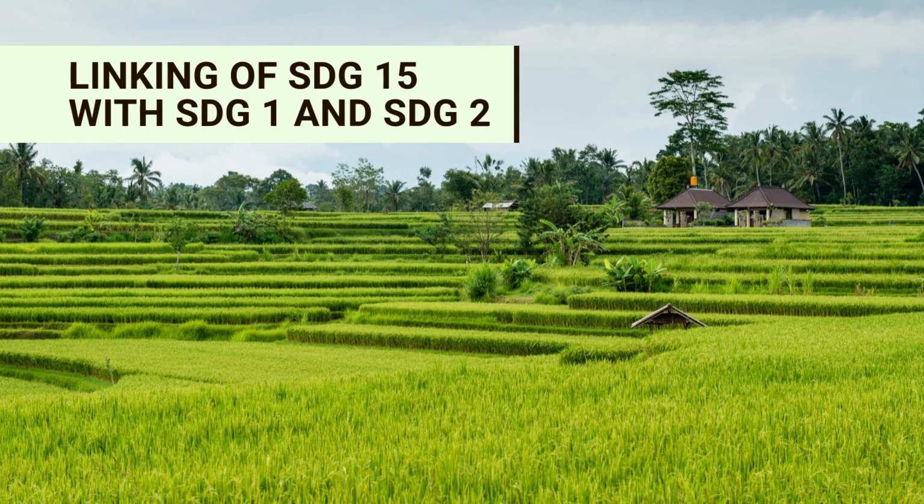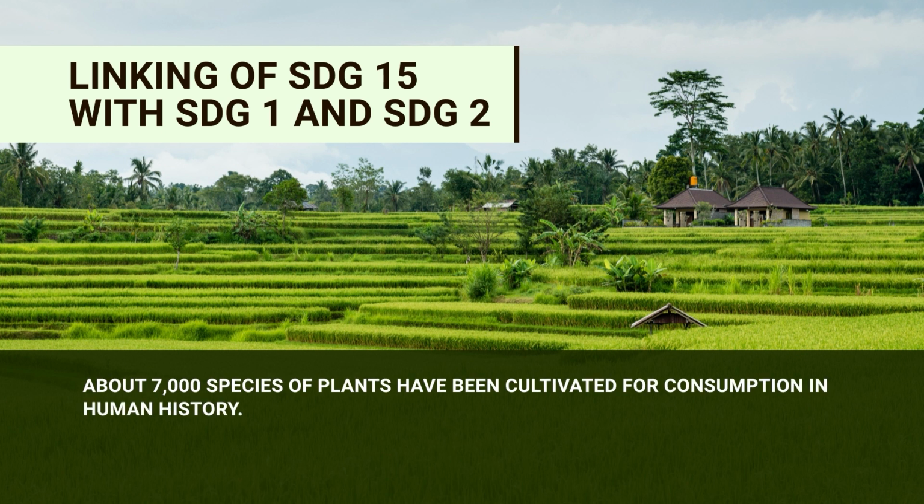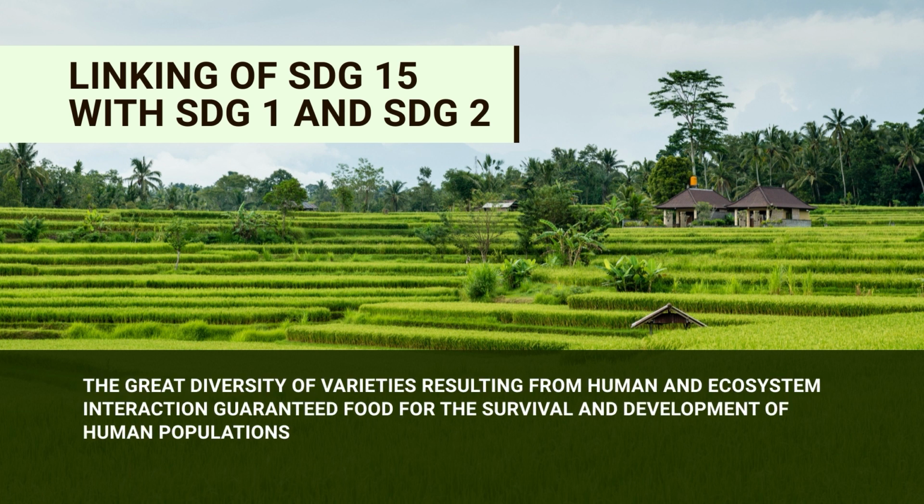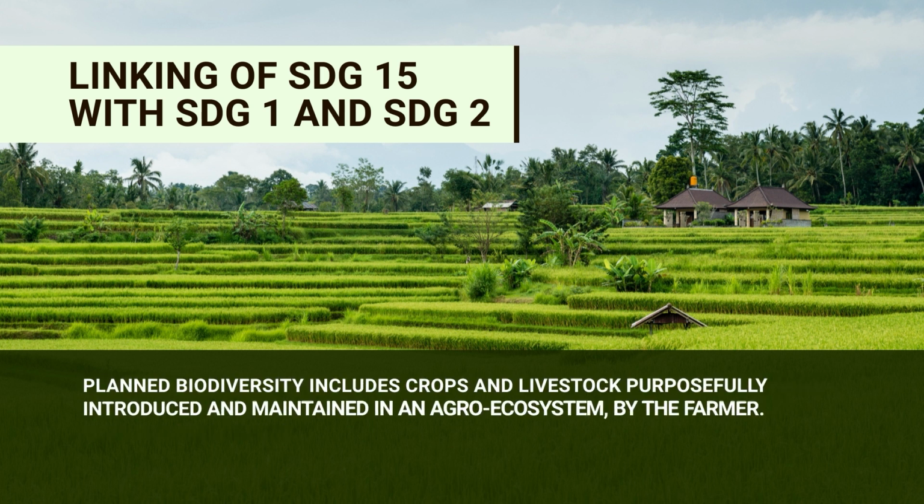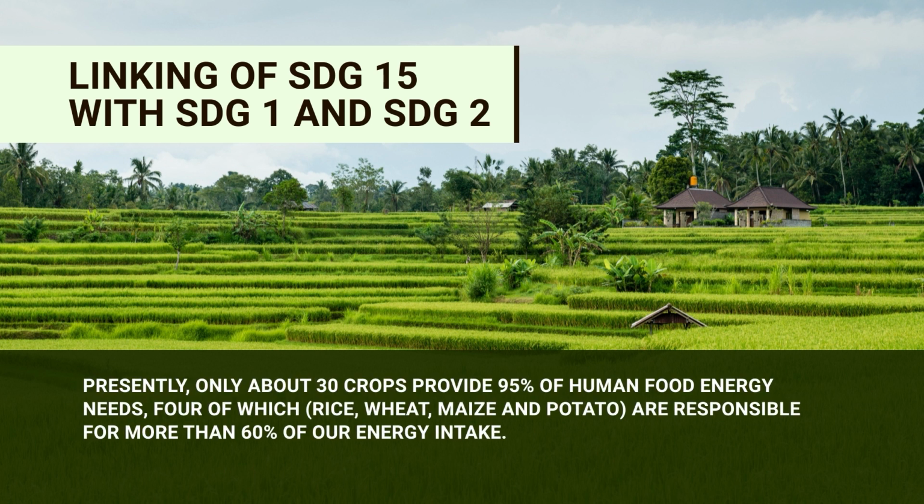If we talk about the linkage between SDG 15 and SDG 1, that is no poverty, and SDG 2, that is zero hunger: from a historical perspective, 7,000 species of plants have been cultivated for consumption throughout human history. The great diversity and varieties resulting from human and ecosystem interaction guaranteed food for the survival and development of human populations. Plant biodiversity includes crops and livestock, which have been purposefully introduced and maintained by the farmer in an ecosystem known as an agroecosystem.